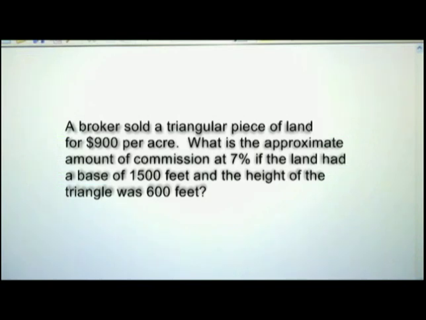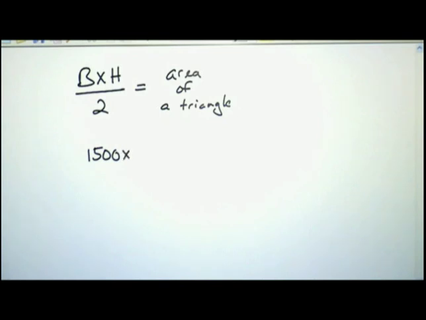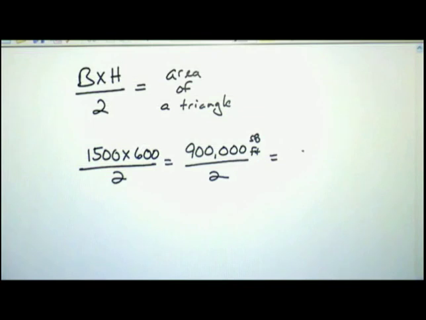This is an example of where I need to know the formula for an area of a triangle. And to find the area of the triangle, I need to know the base times the height, or the width times the depth, depending on how you want to say it, over 2, or divide it by 2. That will give me the area of a triangle. So, I take 1,500 times 600, which gives me 900,000 square feet, over 2, which gives me 450,000 square feet.